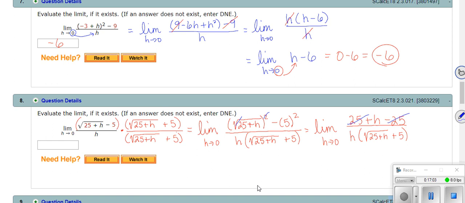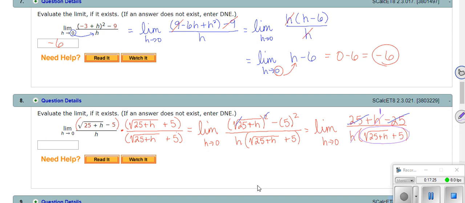Then what else is going to happen? This is going to cancel with that. That leaves you with a 1 on top and just this on bottom. A 1 over that. So then what's going to happen when you put 0 in for h? Okay, what's your limit going to go to? I'll leave you guys to finish it.